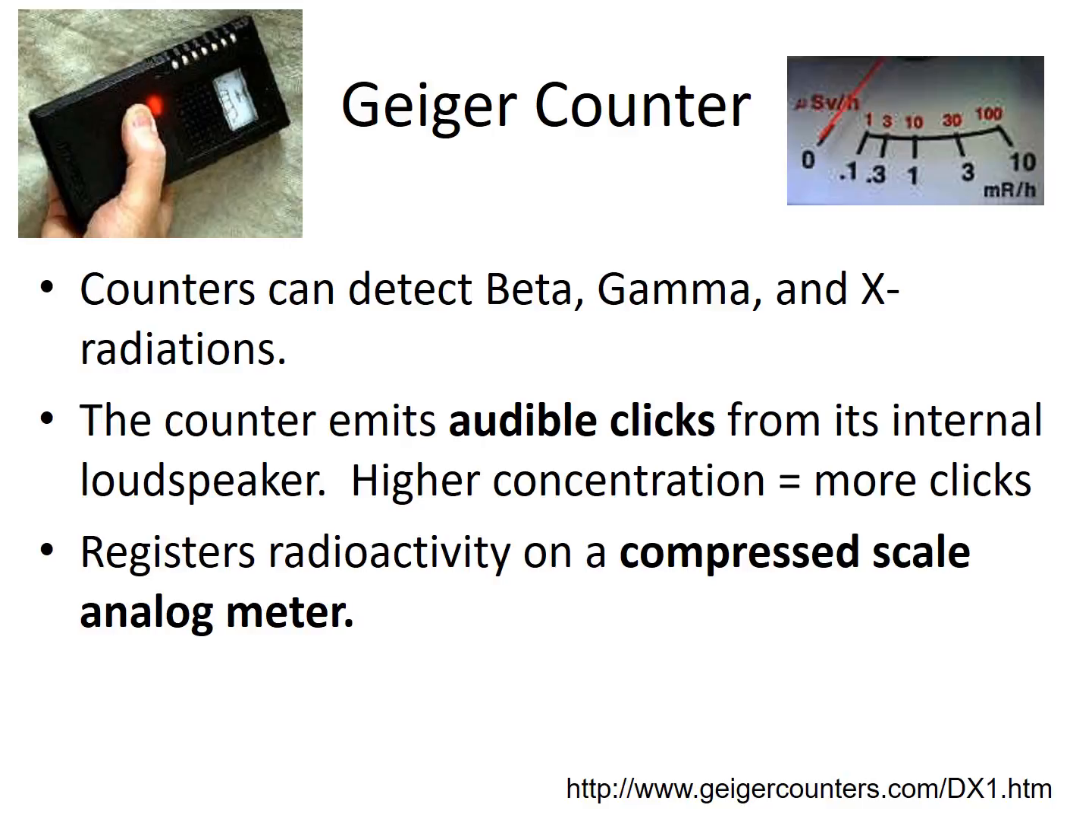So they actually knock electrons off the air molecules, and that ionization can be detected by this radiation detector called a Geiger counter. It will actually emit audible clicks. It'll make a little click click click sound from its loudspeaker, and a higher concentration of radioactivity will mean more clicks, so when it starts to click faster, it means you're getting more dangerous radiation. It will also register it on a compressed scale analog meter using a needle. The needle will swing to a particular value that you can read on the meter.